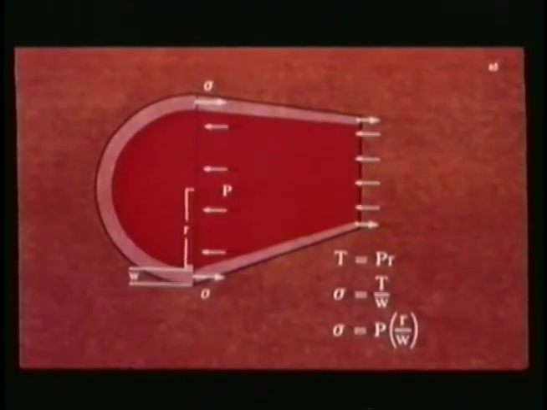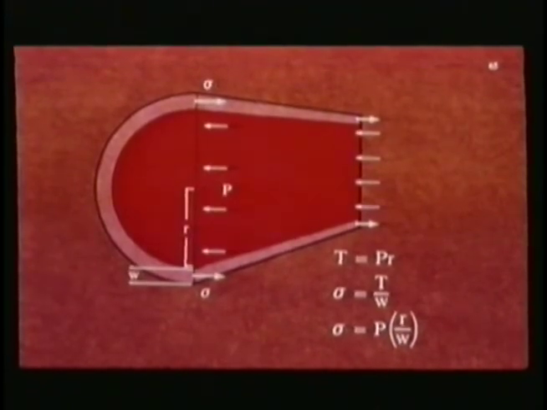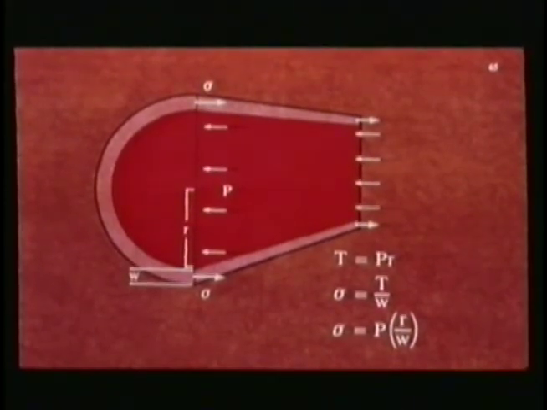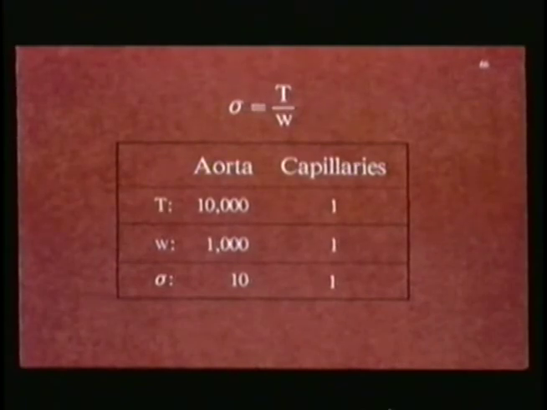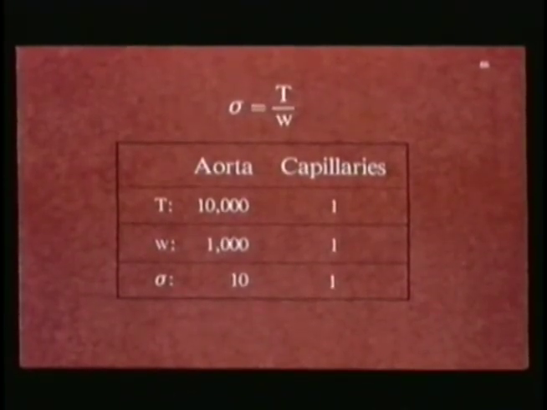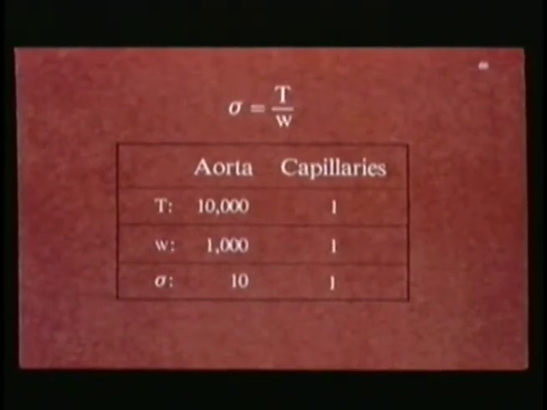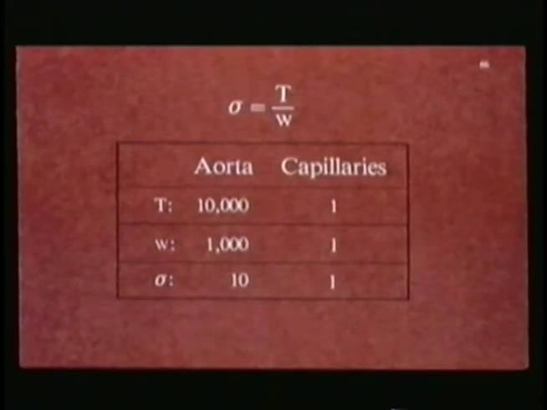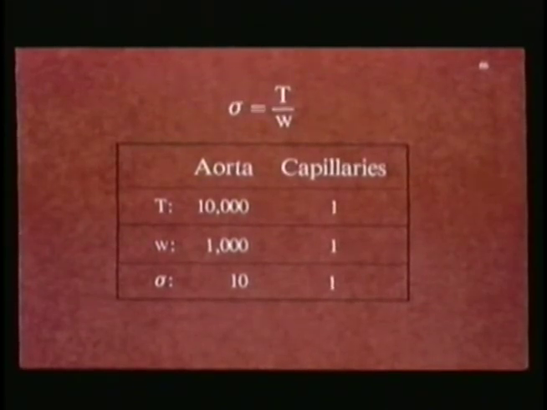65. The Laplace law can be rewritten to show that at equilibrium, the wall stress equals the product of the transmural pressure and the ratio of vessel radius to wall thickness. 66. It is interesting to compare wall tensions and stresses at different points in the vascular system. For example, the wall tension in the aorta is estimated to be 10,000 times that in the capillaries.